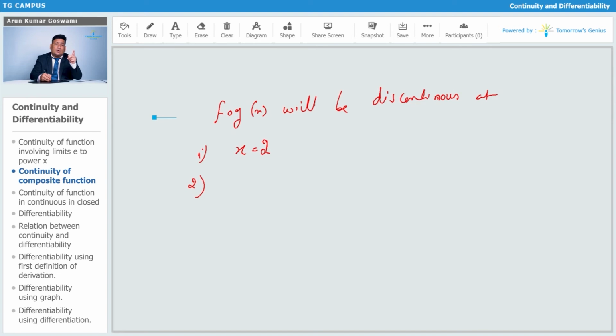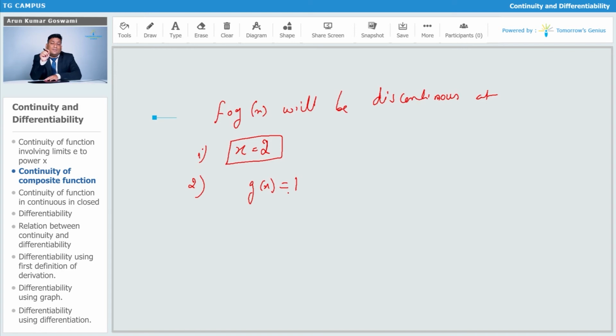Why am I telling about x is equal to 2? Because we know from the composite function, my fog will be discontinuous wherever my g of x is discontinuous. So my g of x is discontinuous at x is equal to 2, so my fog will be discontinuous at x is equal to 2. Now the second point is my fog will be discontinuous where g of x is equal to 1. Why g of x is equal to 1? Because 1 is the discontinuity point of f of x.